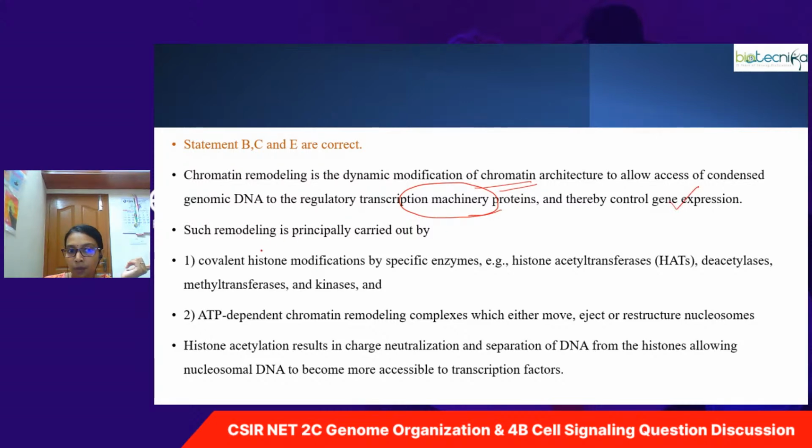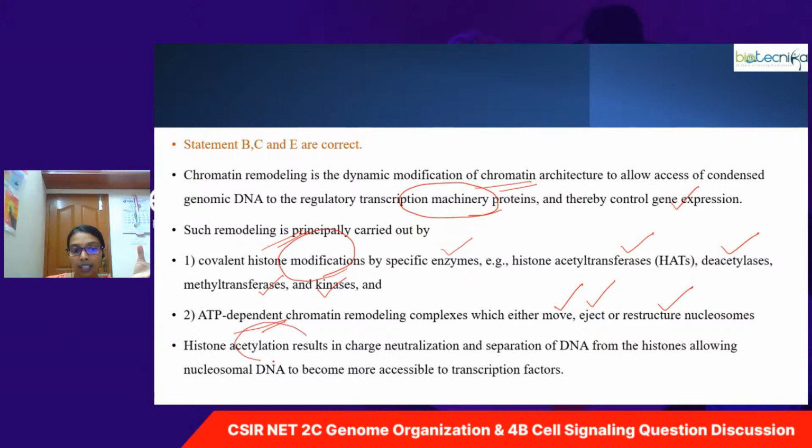So how can this remodeling take place? Simply by undergoing histone modifications by specific enzymes like HATs, deacetylases, methyltransferases, and kinases. Second, ATP dependent remodeling can also be carried out simply by moving the nucleosomes or removing the nucleosomes or reordering the nucleosomes. And the last point, histone acetylation.